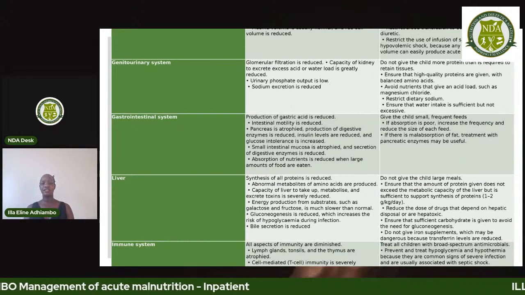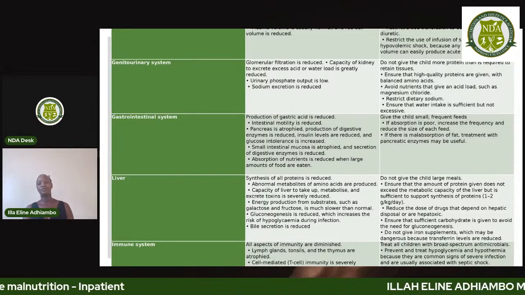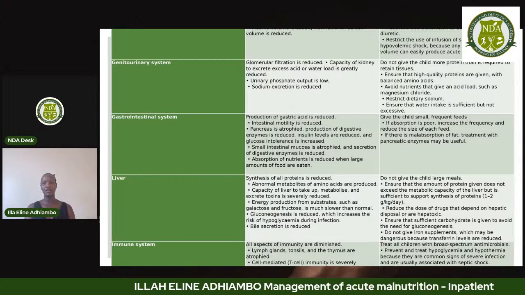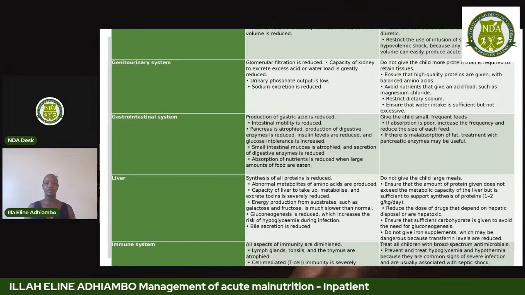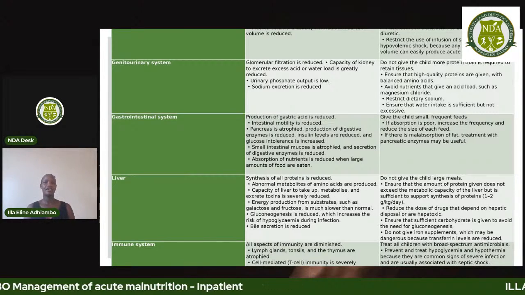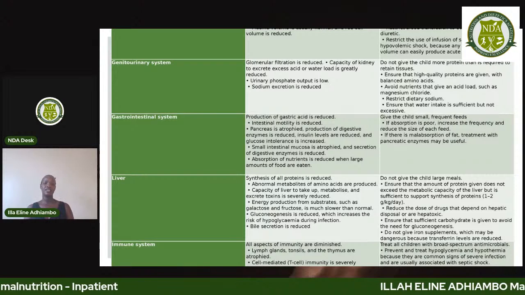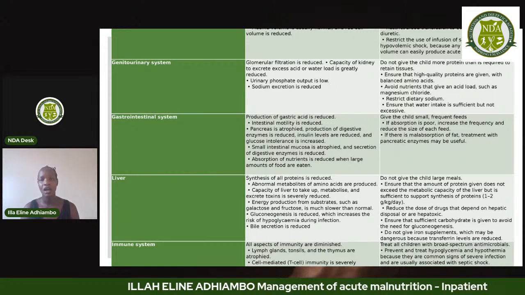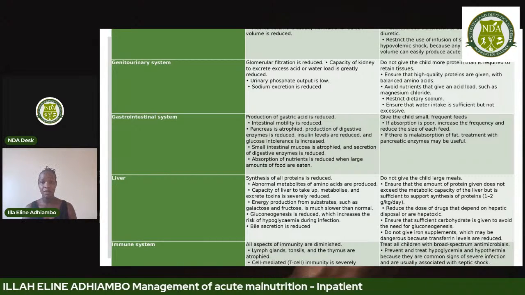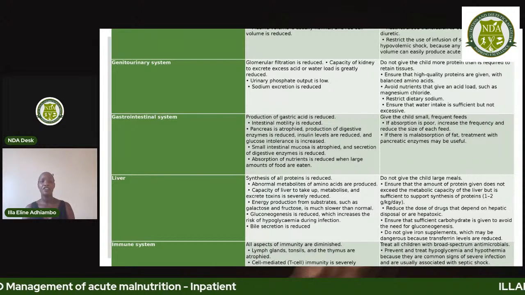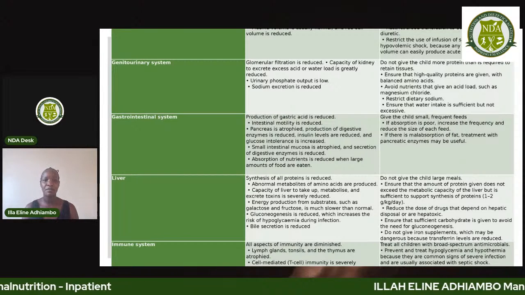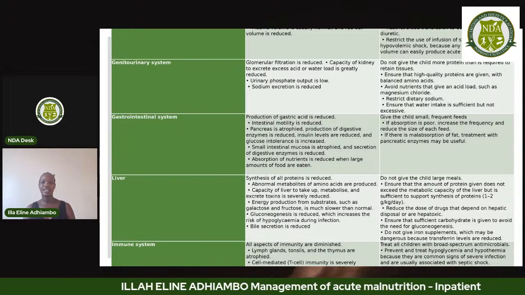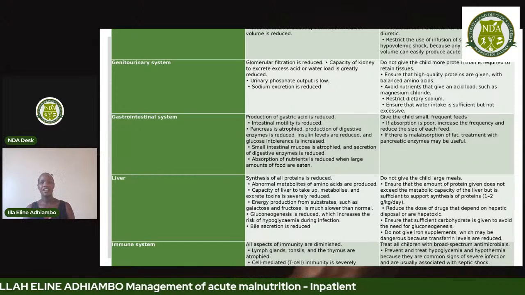Malnutrition has different issues to different body systems. Like in the gastrointestinal system, the intestinal motility is reduced, so food does not travel quickly, and this can also cause diarrhea, which sometimes is hard to manage because of this issue. We have issues with the genitourinary system. That is, the glomerular filtration is reduced. The capacity of the kidney to excrete excess acid or water is generally reduced.